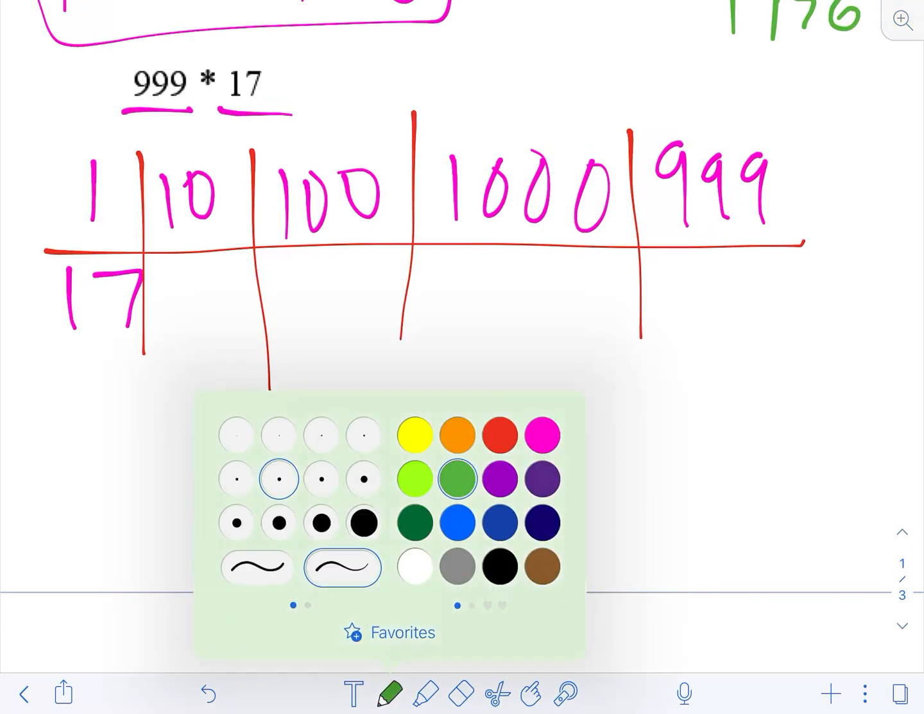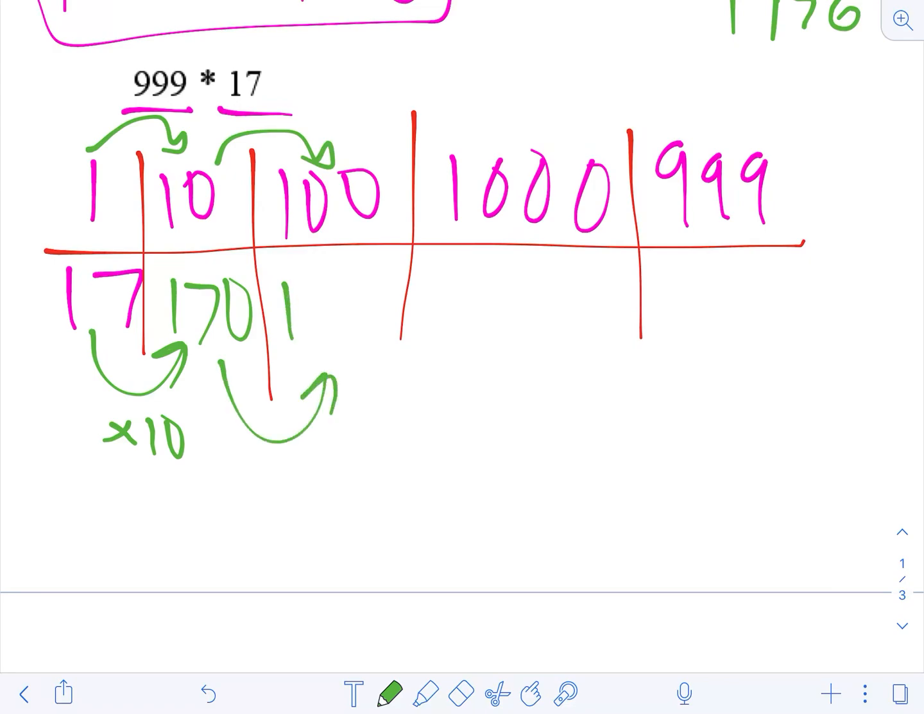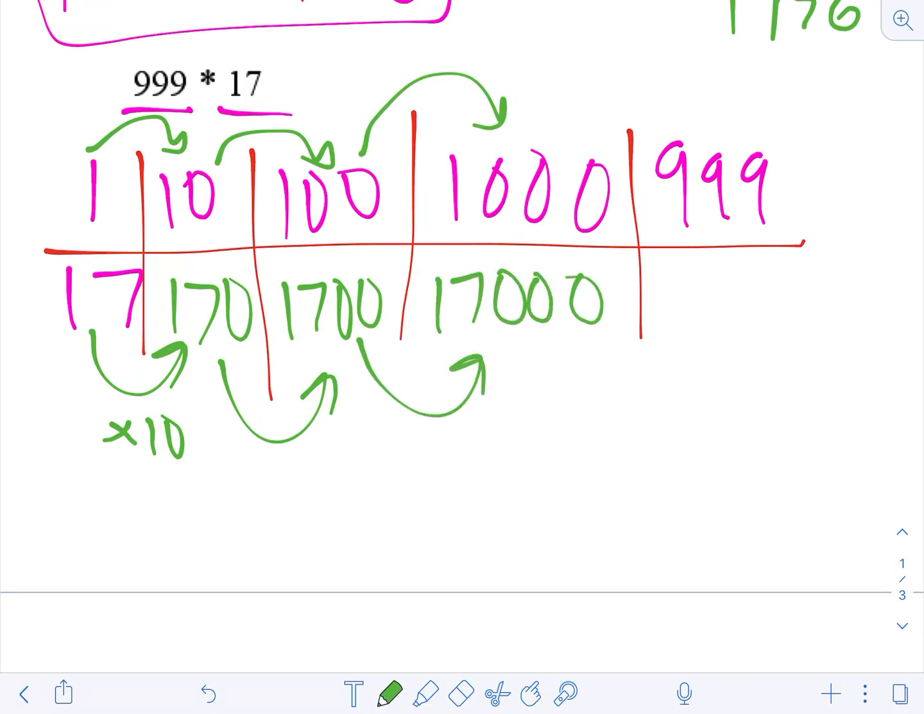So, 1 times 10 is 10. 17 times 10 is 170. Times it by 10 again to get 100. So add another 0 here to get 1700. Times it by 10 again to get 1000. Add another 0 because that's timesing by 10. And you get 17,000. Whew, that's a big number.